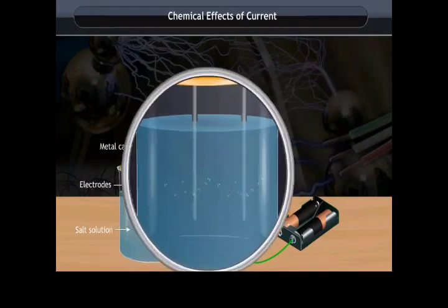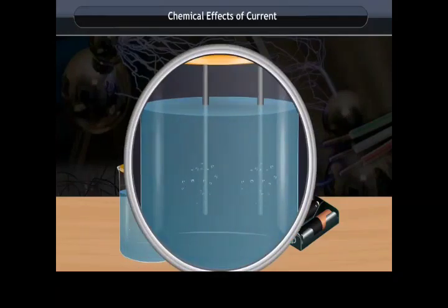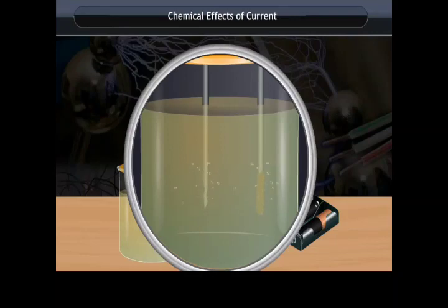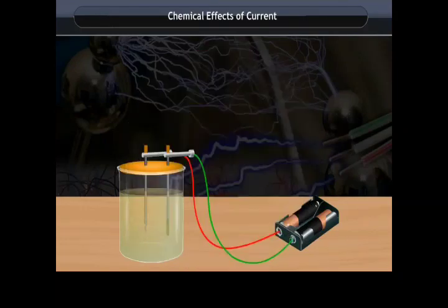Observe both the rods carefully. Does anything happen at the electrodes? Yes. When current passes through a conducting solution, some chemical reactions take place, such as the deposition of mass on the electrodes, evolution of gas bubble, and the color of solution fades. All these changes are termed as the chemical effects of current. For different solutions, different effects may be seen.